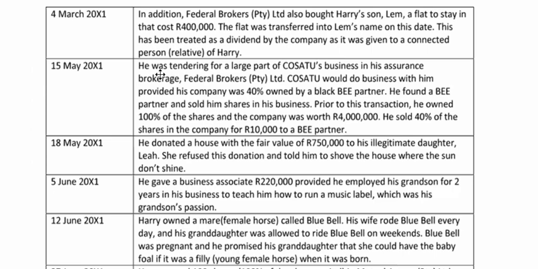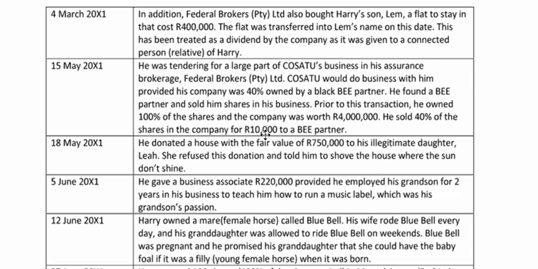Moving on. It says he was tendering for a large part of Cosatu's business in his assurance brokerage, Federal Brokers Pty Limited. Cosatu would not do business with him other than provide the company with a 40% owned black BEE partner. He found a BEE partner and sold him shares in the business. Prior to this transaction, he owned 100% of the shares and the company was worth 4 million. He sold 40% of the shares in the company for 10,000 Rand to a BEE partner. So the shares, 40% of the company, is worth 1.6 million. He sold it for 10,000 Rand.